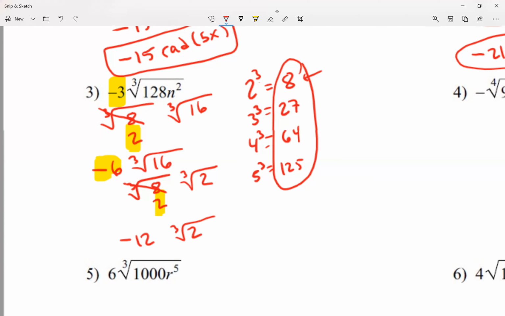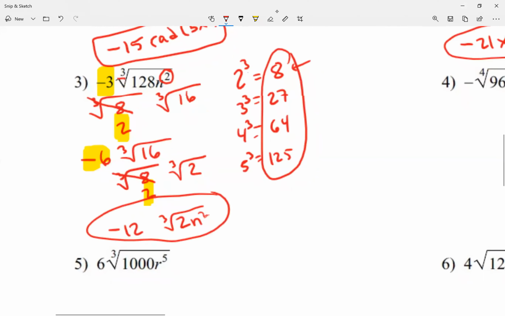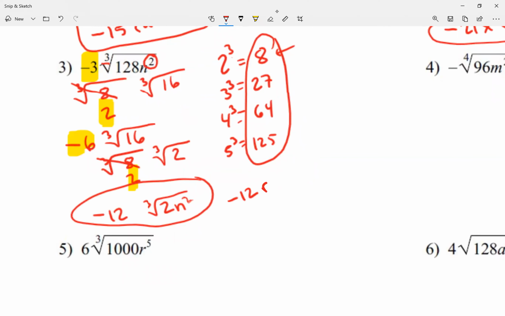So that's it. Now letter-wise, my exponent inside is 2 and my root is 3. In order for me to get part of my letter out, the exponent has to be bigger than the root. Right? 2 is not bigger than 3. So the n squared, all of it stays inside. That's my answer. How we're going to type this, let me go -12 rad 3, because it's radical root 3, and inside parentheses, I'm going to write 2n to the second. Notice how for the exponent, I use the caret sign.